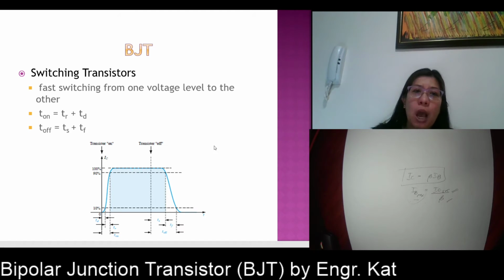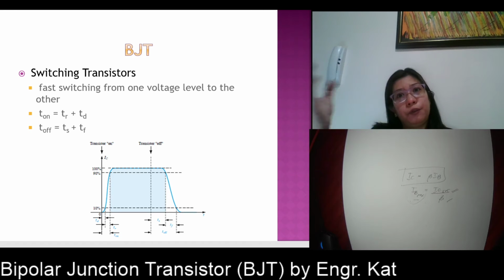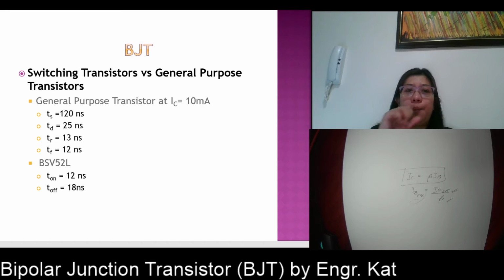Okay, so how fast are switching transistors? How fast do they switch from one voltage level to the other, from 0 to 5 or 5 to 0, in the case of our previous example. If we're going to compare switching transistors versus general purpose transistors, one example of a general purpose transistor is the one which you are using in the laboratory, the 2N3904 or 3905.